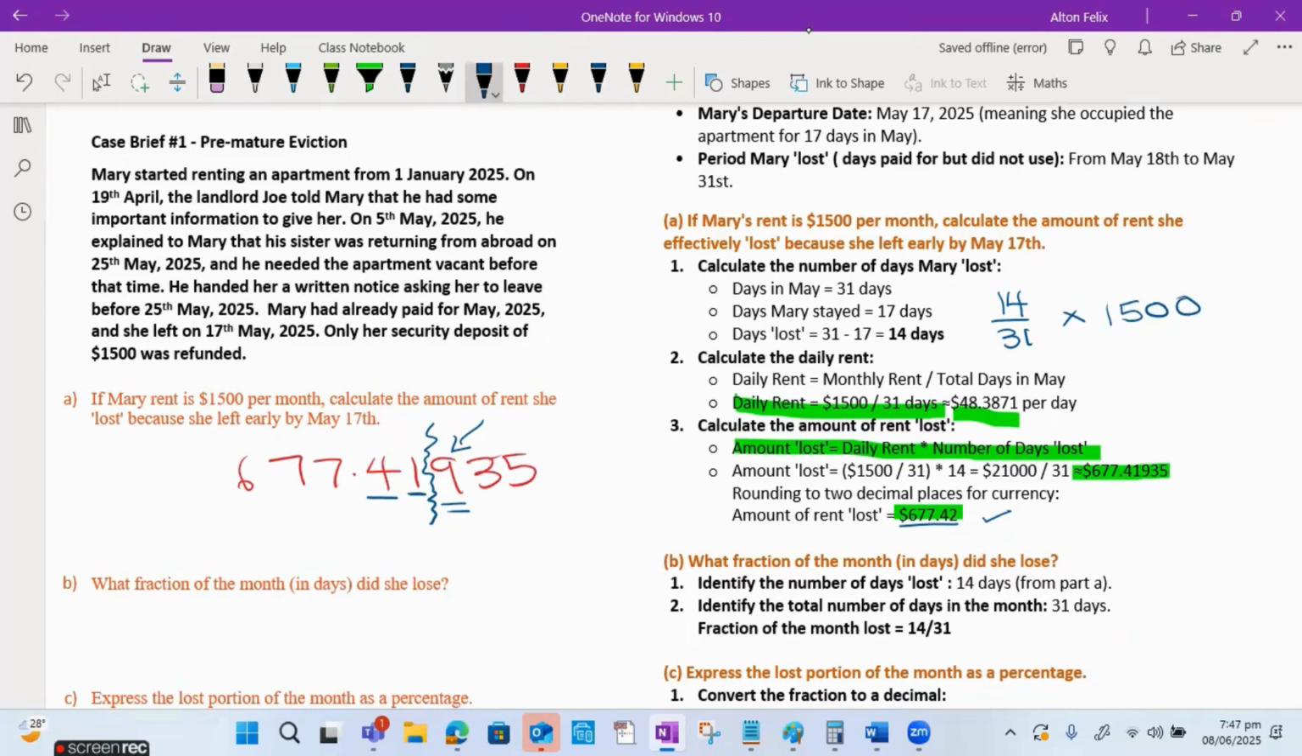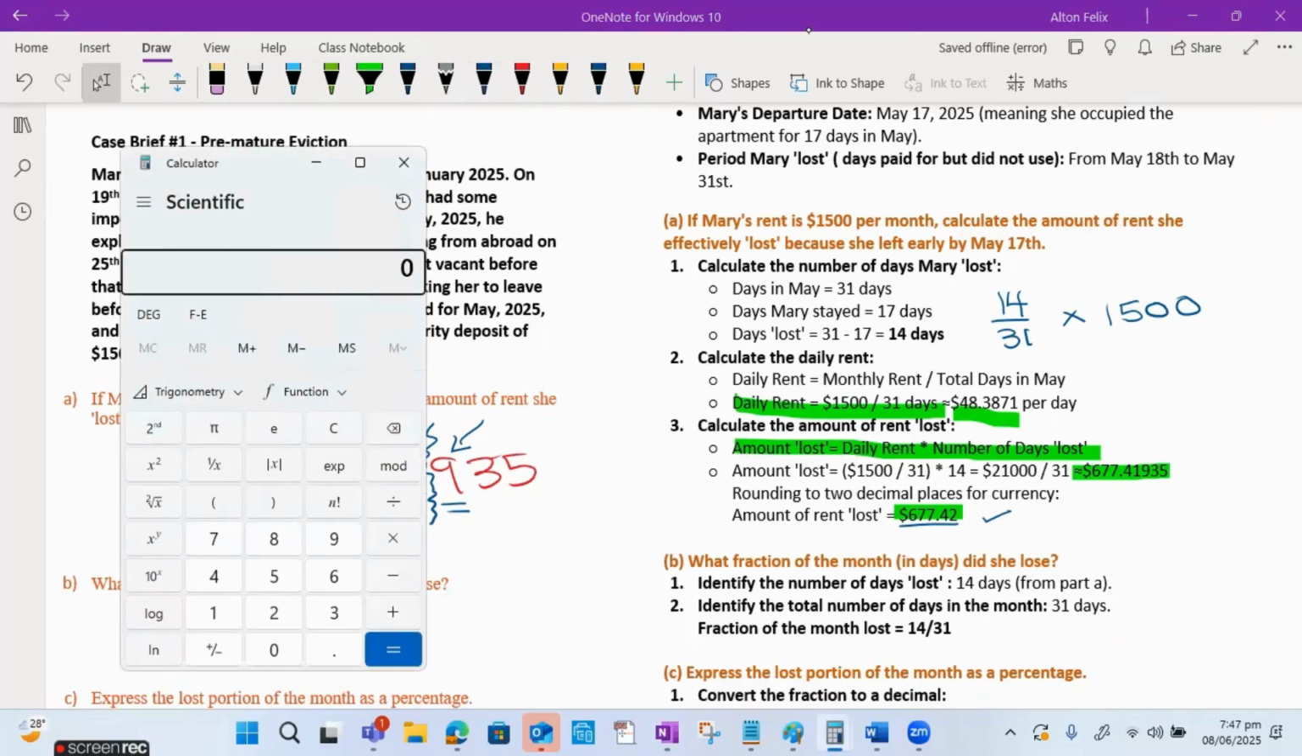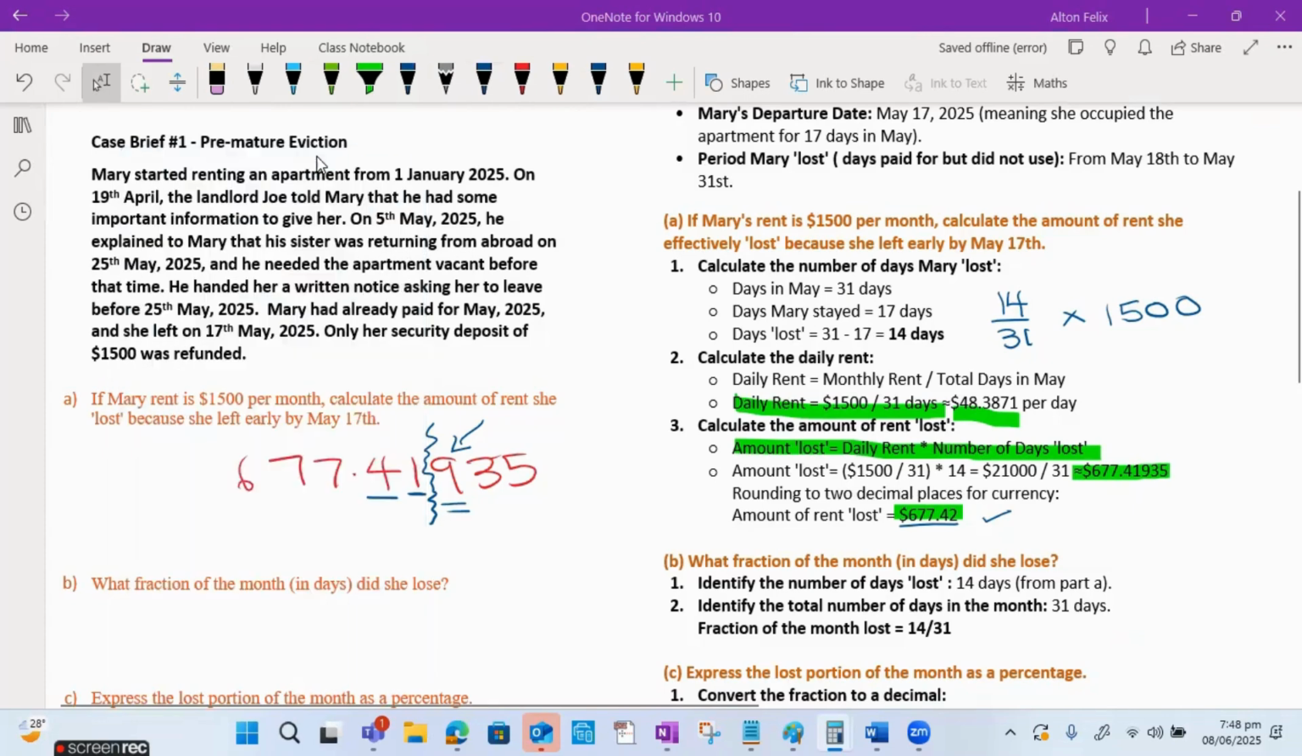Now, let's quickly work out that sum and see if we get something resembling Jerry's answer. So you take 14 divided by 31, and then you multiply that by 1,500. Yes, so we did get 677.42 as suggested by our expert witness.